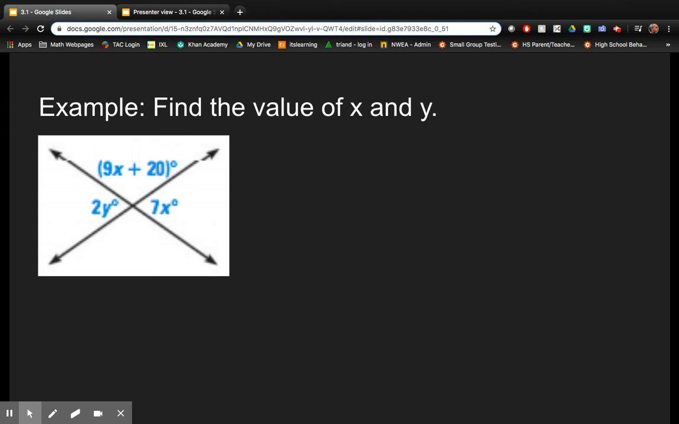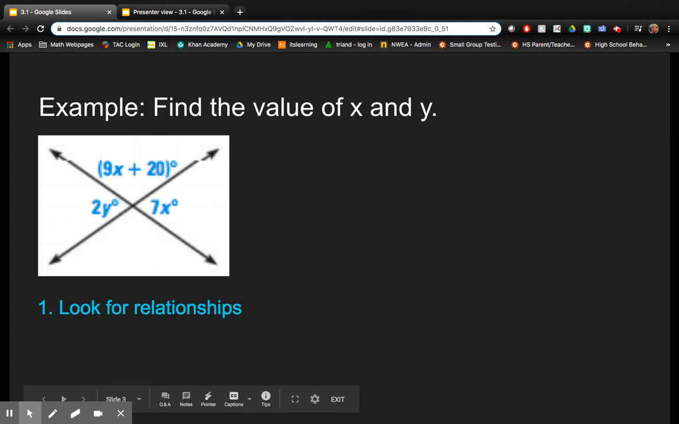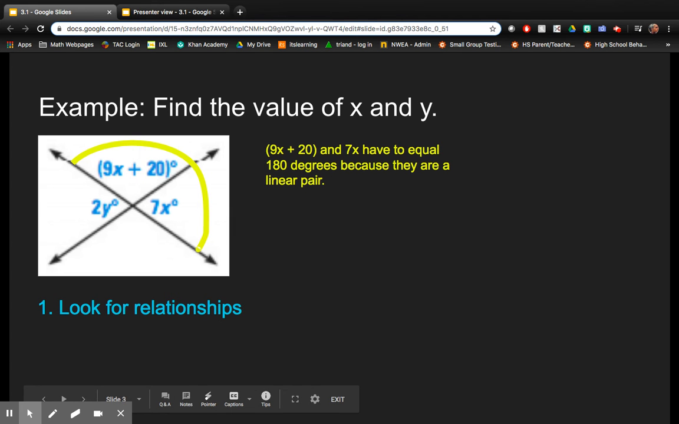So let's look at this example. It asks us to find the value of x and y. So how do we begin a problem like this? Well, the first thing I would do is just start looking for relationships. The first relationship I see is between the angle 9x plus 20 and 7x. Together, those two angles form a line. And because they form a line, we call them a linear pair. Therefore, when we add them, they have to be equal to 180 degrees.